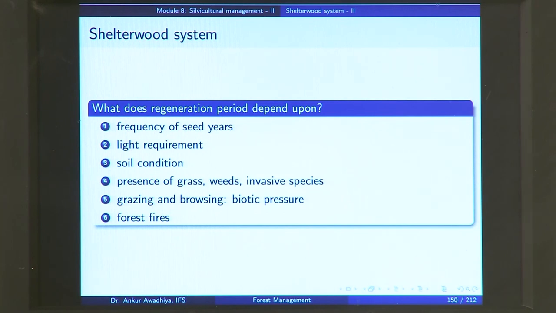So, this is how we get to the regeneration period, and this is how we get to the number of periodic blocks, because we can fix up the rotation period as the maturity. Regeneration period will depend on all these factors, and so if you can control these factors, you can even reduce the regeneration period, and in that case you will even be able to reduce the number of periodic blocks that will be required by you.